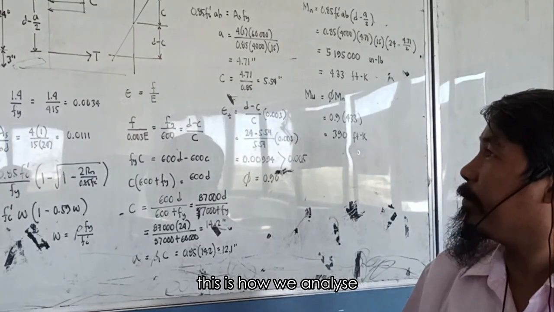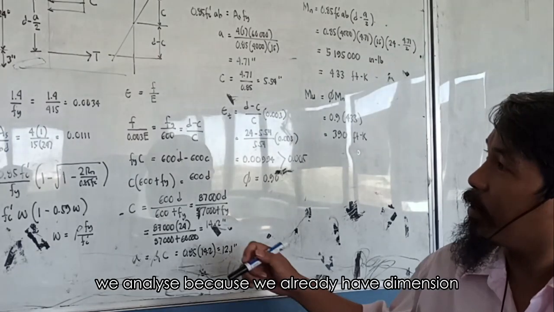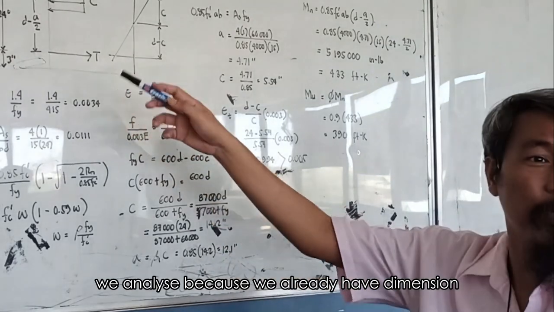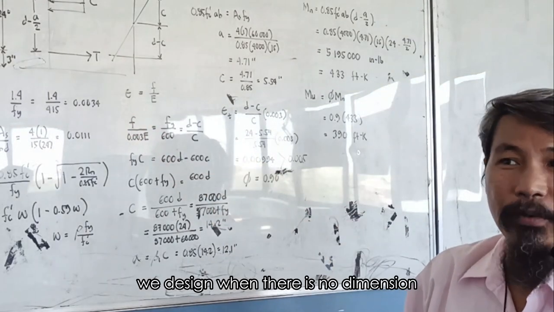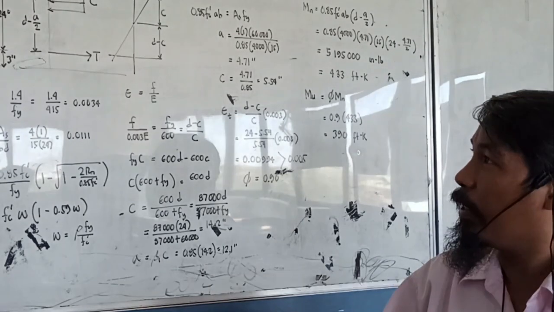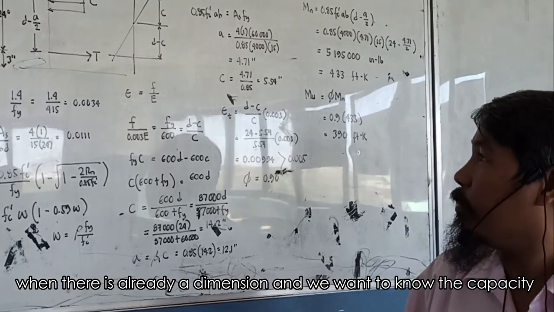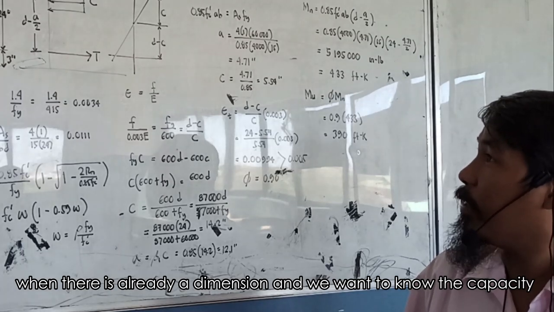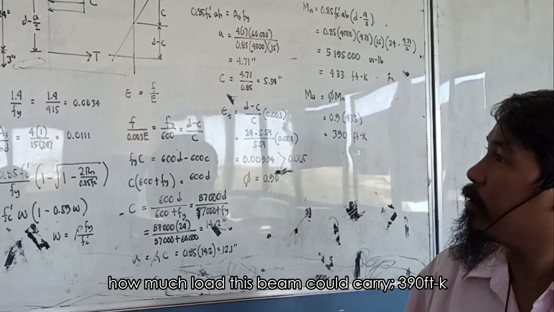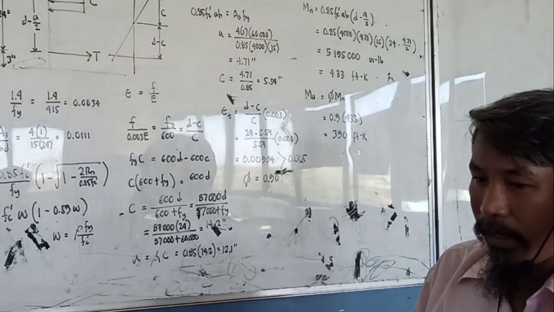This is how we analyze. We analyze because we already have dimension. We decide when there is no dimension. We want to find the dimension, we decide. When there is already a dimension and we want to know the capacity, how much load this beam could carry? 390. Right? Any question?